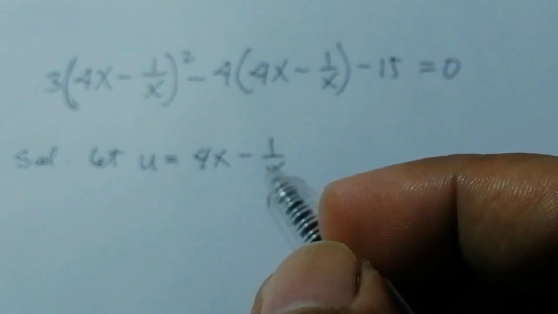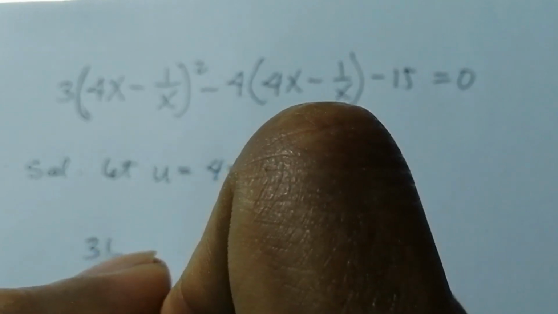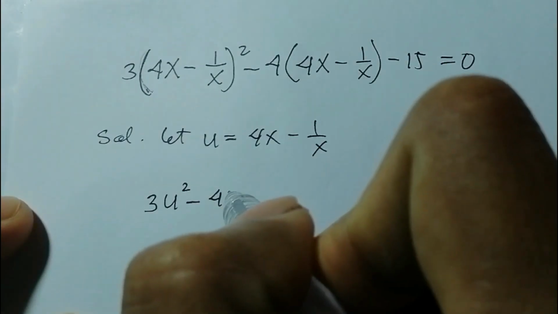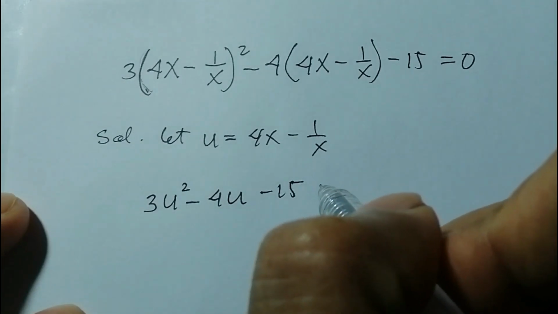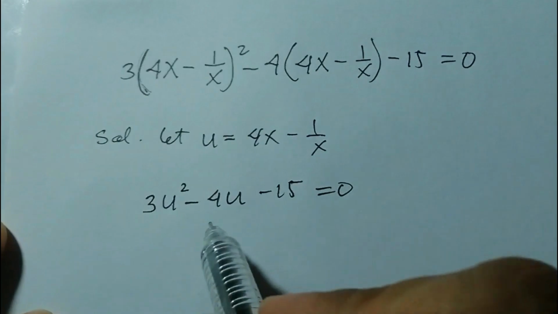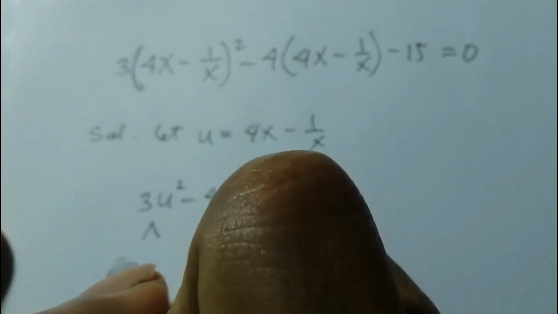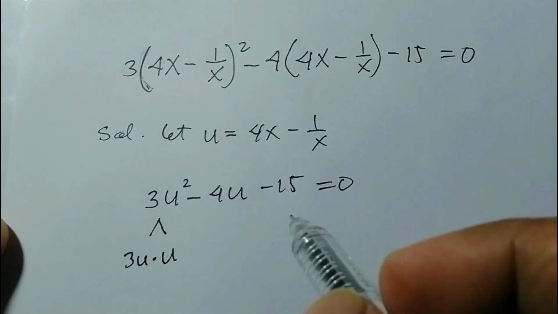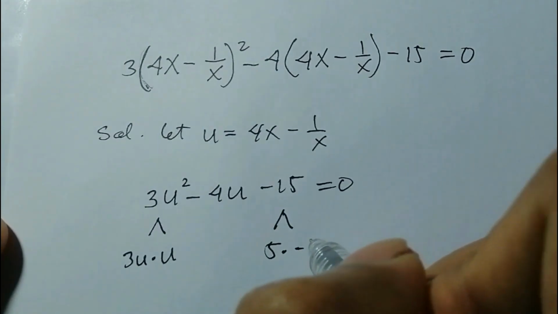Okay, the equation becomes 3u squared minus 4u minus 15 is equal to 0. Then we're going to factor this. The factor of 3u is, we can write this as 3u times u. And then the 15 is 5 times negative 3.